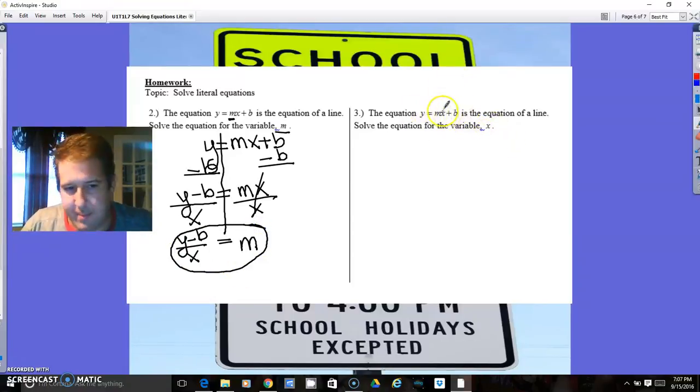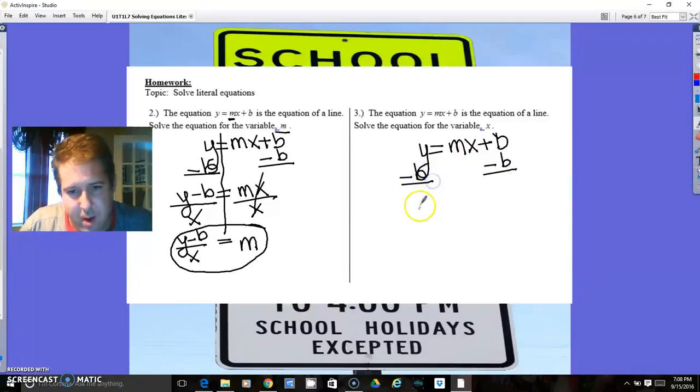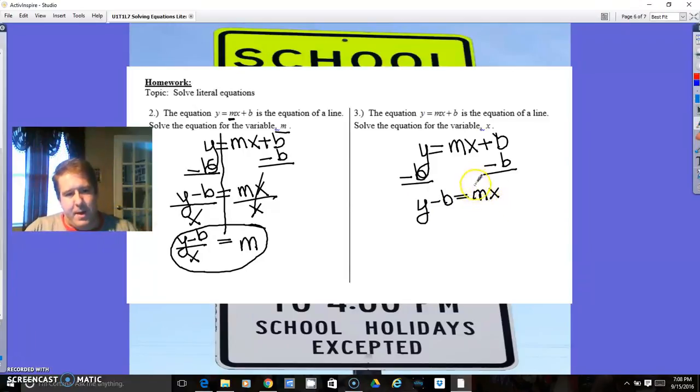All right, let's take a look over here. Oh, this time, same thing. Slope-intercept form, y equals mx plus b. And this time I'm trying to solve for x. There it is, right there. I'll do the same first step. That's the subtraction property of equality. y minus b equals m times x. But this time I'm not going to divide by m. This time I'm going to divide by... oh, yes I am. I'm going to divide by m.